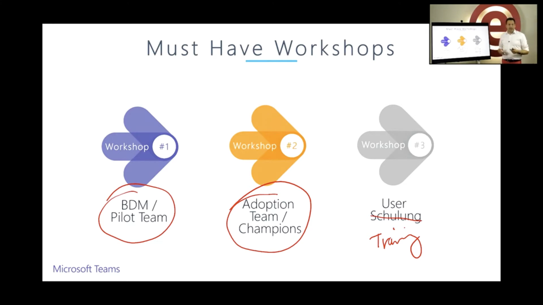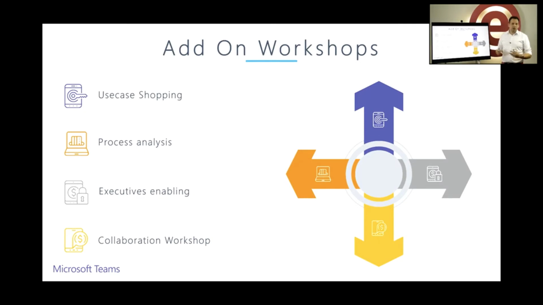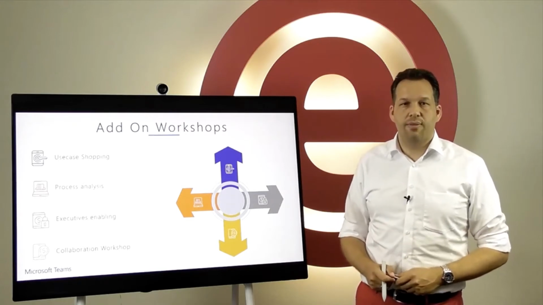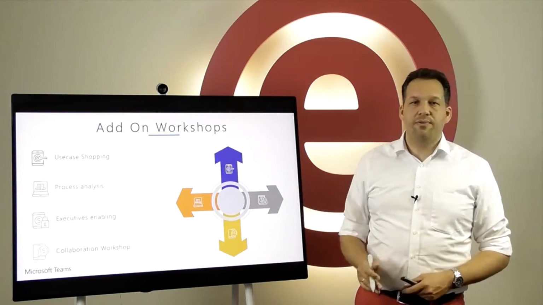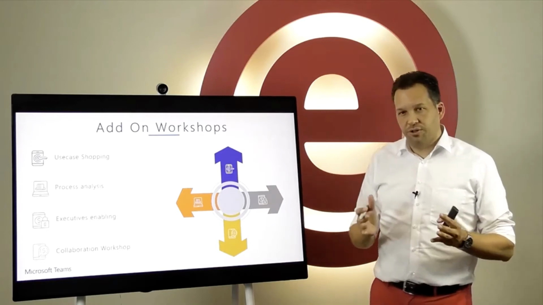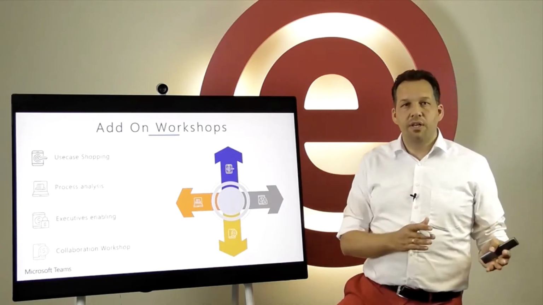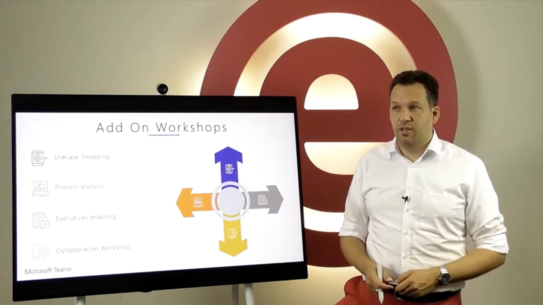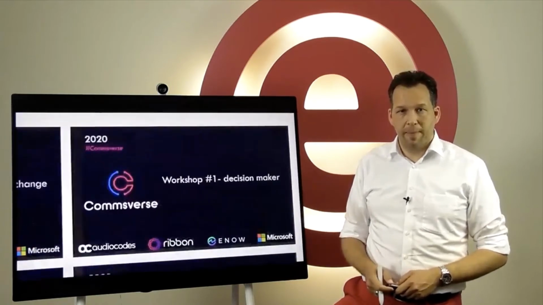And we have, of course, extra workshops, like add-on workshops, use case shopping, process analysis, executive enabling, and collaboration workshops. But these are not the main workshops we have in smaller companies, because the budget is not so big that we can do all these workshops. The first three are the main workshops, and they are always the same, in the same row. We just have a specialty in how we look: did this company already have Teams in usage or not? Are they starting with zero?